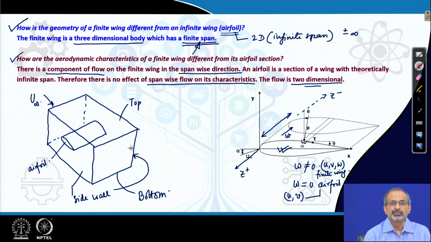So, when the flow moves past it, it does not find any ends, while if you decrease the span and you put in a model like this, where these ends are not reaching up to the side walls, then the flow sees a body with finite span. This is the implication of having an infinite span or finite span in the wind tunnel test section sense.